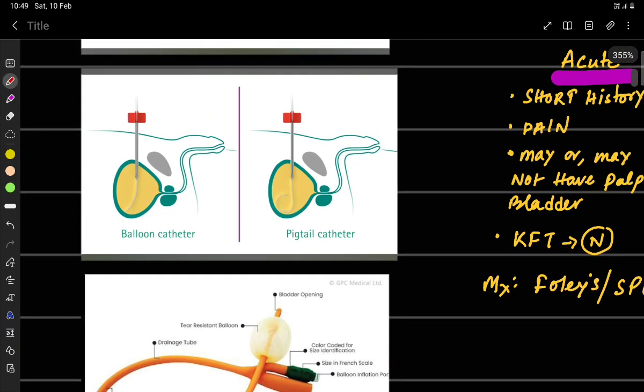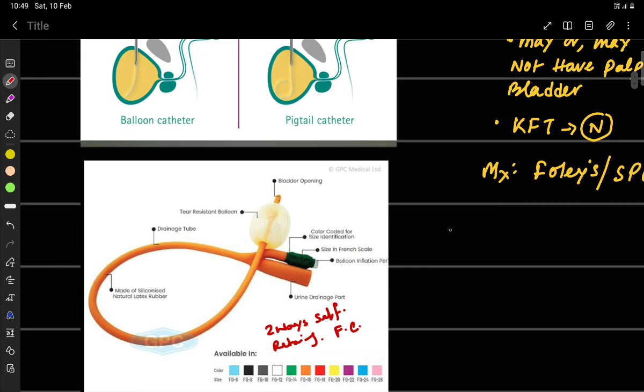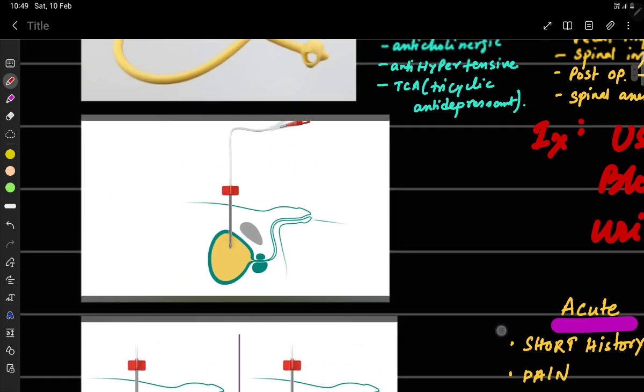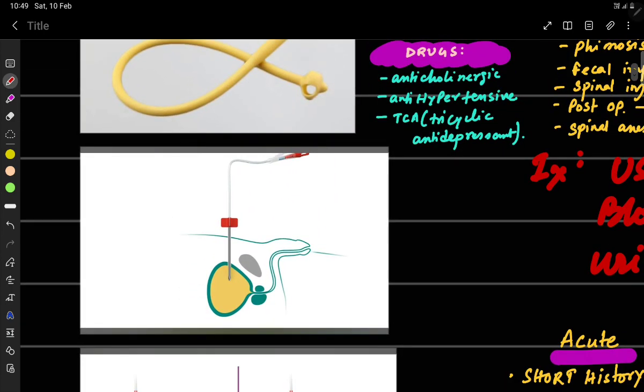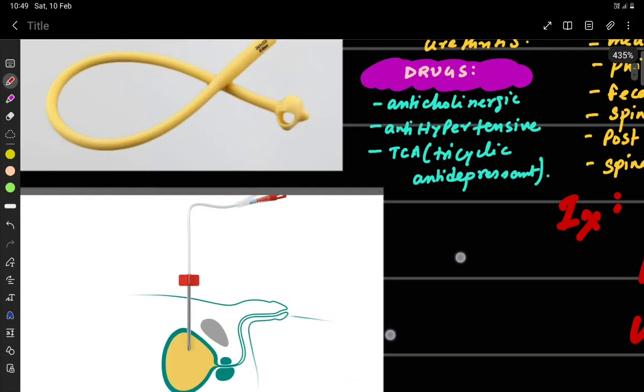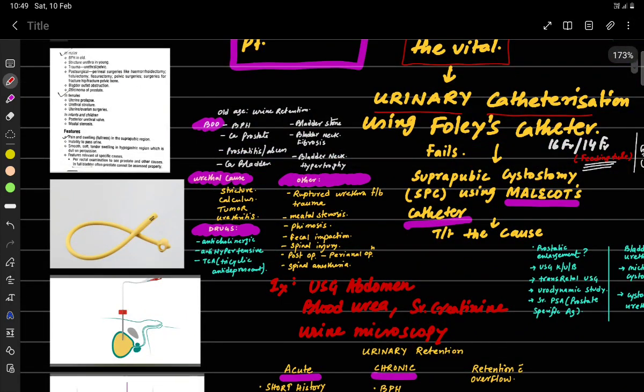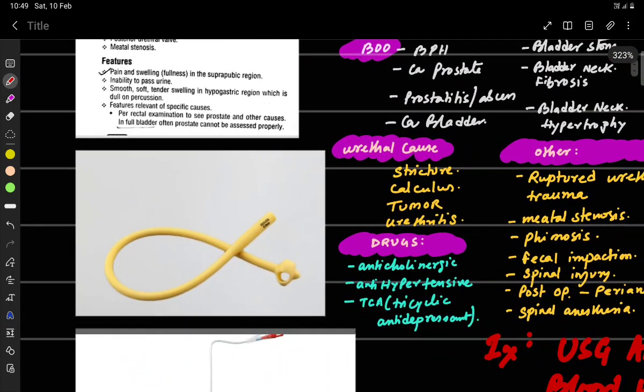But if catheterization through the urethra is not done, then what do you have to do? You have to do suprapubic catheterization. And what is this? This is the Malecot's catheter.